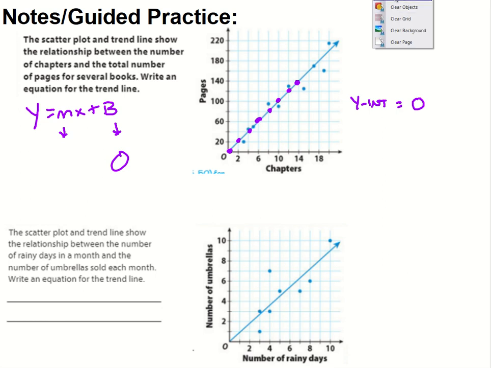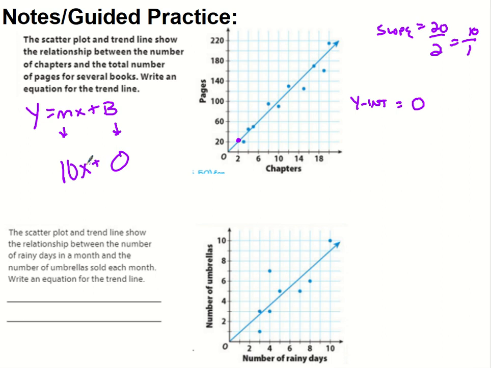Once I have my trend line, the data points don't really matter anymore. So once I have a trend line, I'm not looking at any of these points in the scatter plot. I'm looking at the line only. Well, this line is going up 20 over 2 each time, because my rise is going up 20, because that's what the graph is counting by, and then my run is 2. So slope is 20 over 2, which is equal to 10 over 1. So that means 10 pages per chapter.